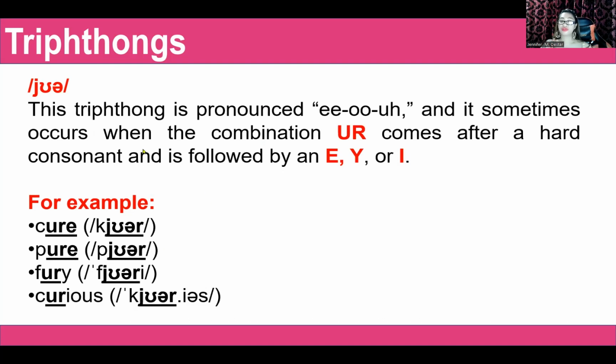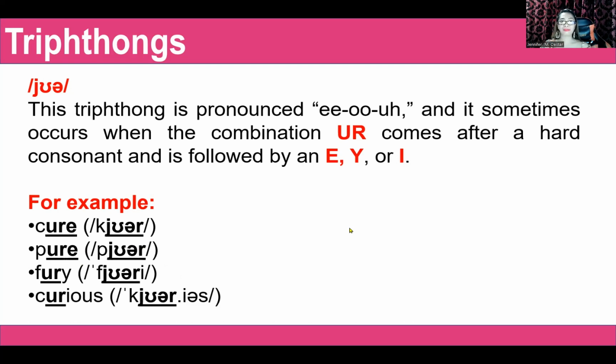Now let's have the U sound. This triphthong is pronounced U, and it sometimes occurs when the combination UR comes after a hard consonant and is followed by E, Y, or I, as in the combination U-R-E, U-R-Y, and U-R-I, as in pure, fury, curious. So we have the cure, pure, fury, and curious. Those are examples of triphthongs.